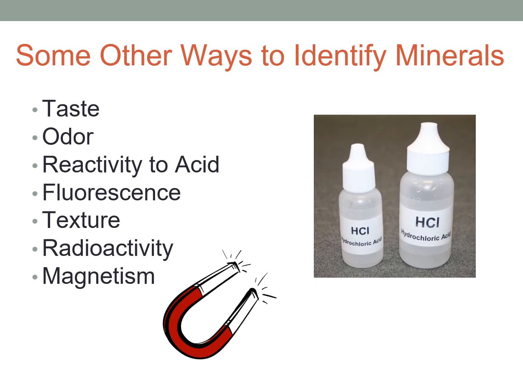Fluorescence. Does it kind of glow in the dark? So if I put a black light on it, will it glow or emit a glowing look? Texture. So how does it feel? Is it rough? Is it smooth? The texture of it. Then we have radioactivity. Is it radioactive? Does it emit radioactive waves that would be dangerous to us? And finally, magnetism. Does it act like a magnet? Will other things stick to it that are iron?